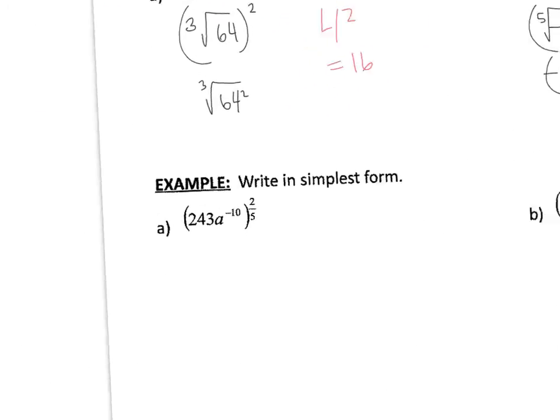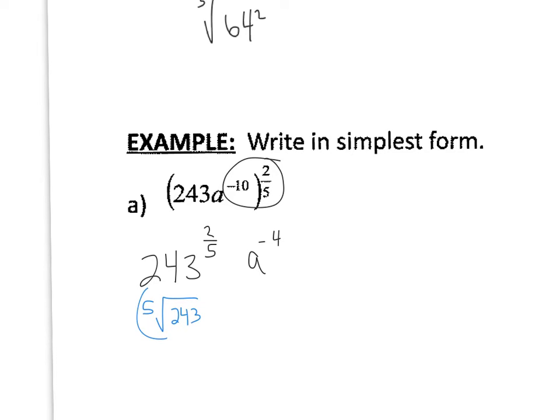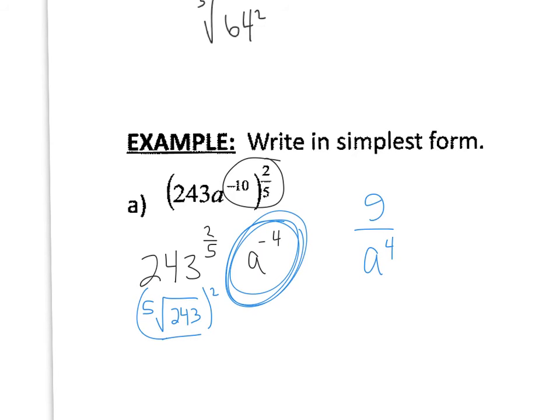And then down here. These parentheses mean that each of these inside here needs to be taken to the 2/5 power. So I'm going to have 243 to the 2/5 power, and for the other part I'm going to multiply, which is negative 20 over 5, which is negative 4. Then do properties of exponents and simplifying radicals. This is the 5th root of 243 squared. The 5th root of 243 is 3. 3 squared is 9, so 9 is going to go in your numerator, and this is a negative exponent, so it's going to go in the denominator and be positive.